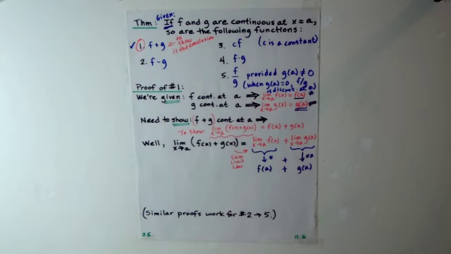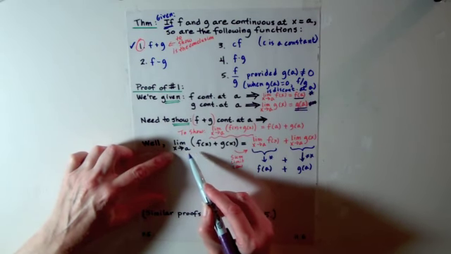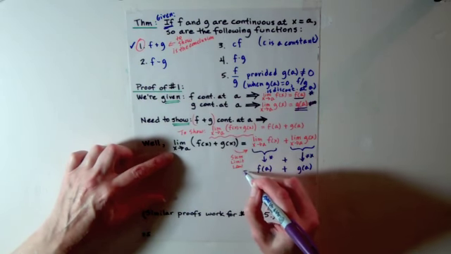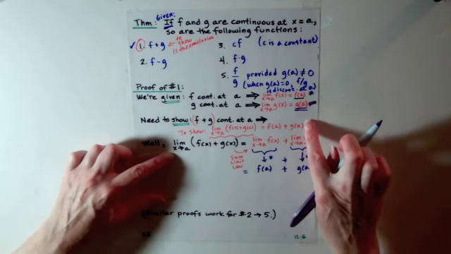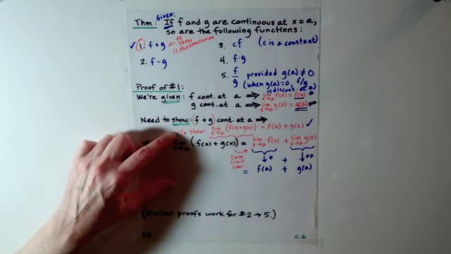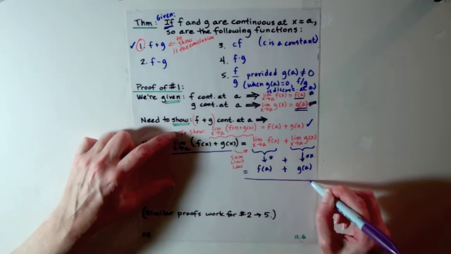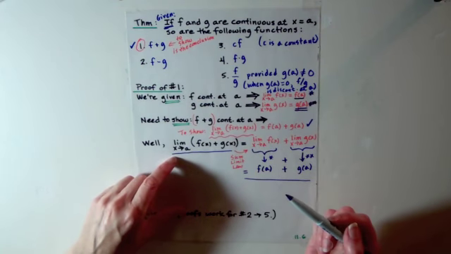Great, so what have we shown? We've shown that the limit as x approaches A of our sum function, f of x plus g of x, ends up being equal to f of A plus g of A. And notice that's exactly what we said we wanted to show. That's exactly this statement that I have right here. So if you look from here down to here, we're really saying that f plus g is continuous at A.